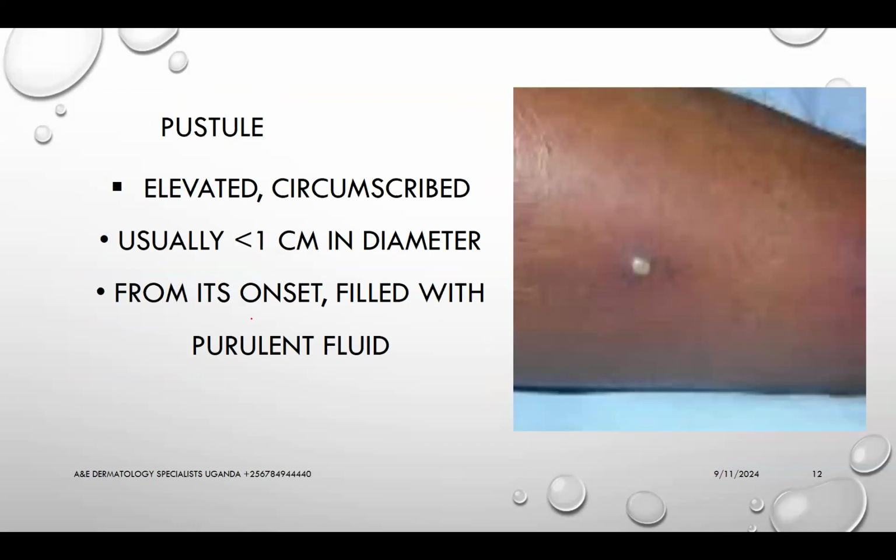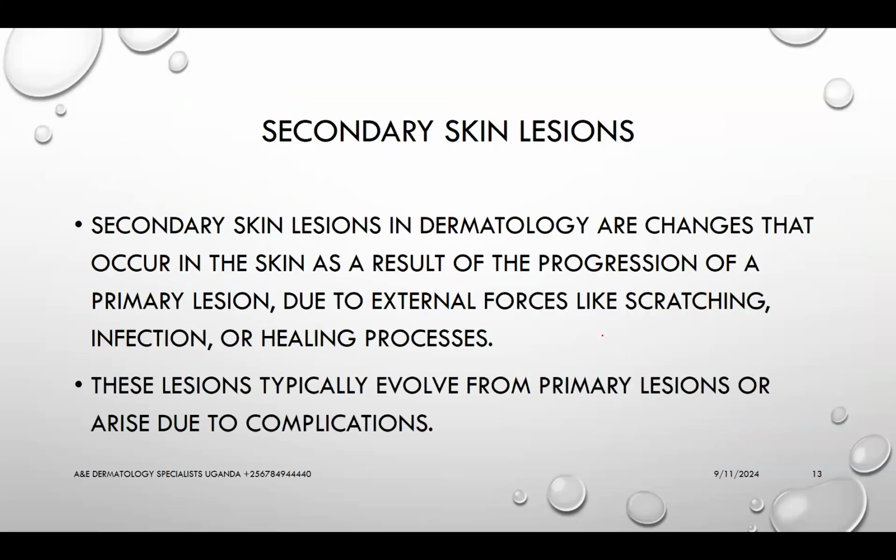And the next one, we call it a pustule. Pustule comes from pus or purulent. In this case, if you get an elevated circumscribed lesion, usually less than 1 centimeter in diameter, and from onset it just has purulent fluid, we call that a pustule, as you can see in this picture. And when you press and rupture it, it will just give you pus.